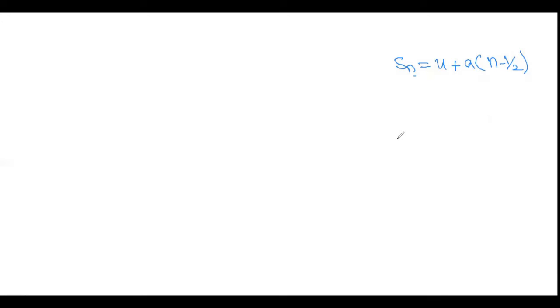I am considering an object over here. That object has traveled some distance. The total distance traveled by the object is Sn. That means it is the distance traveled by the object in n seconds. I am writing that t is equal to n over here.